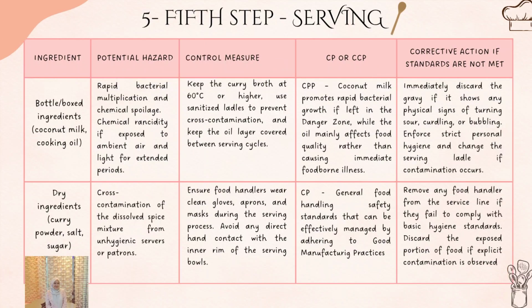For the coconut milk and cooking oil, proper temperature control and the use of clean serving utensils are important to prevent bacterial growth and spoilage. Any gravy showing signs of spoilage must be discarded immediately. And lastly, food handlers must follow good hygiene practices by wearing clean gloves, aprons, and masks to prevent contamination during the serving process.